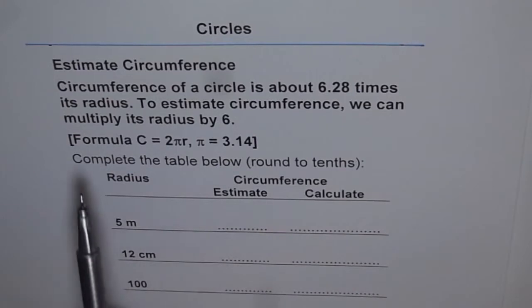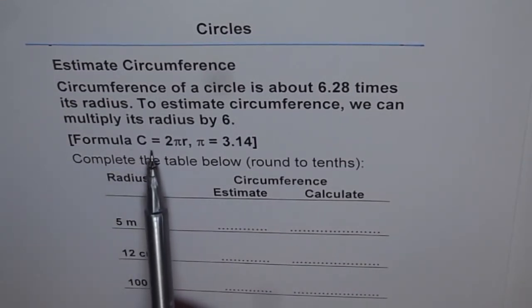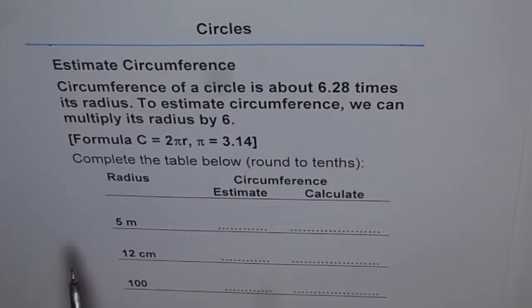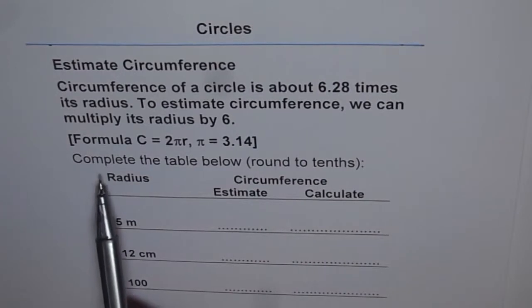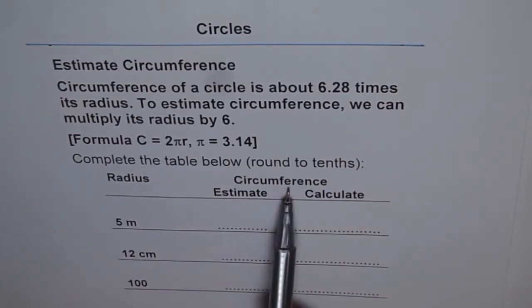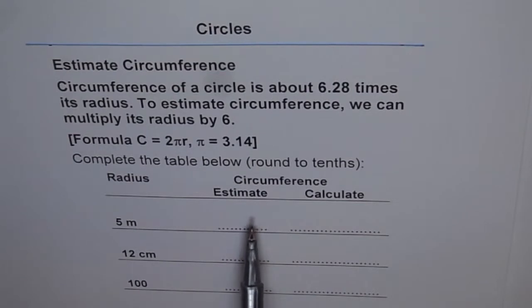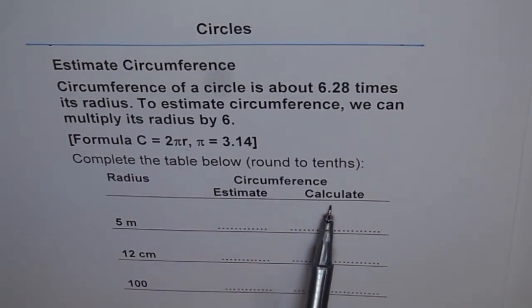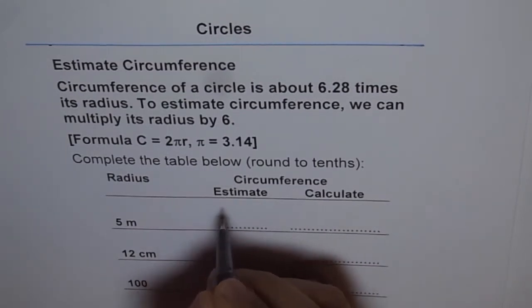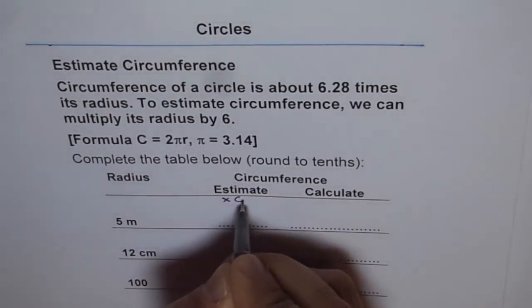To calculate, we can use this formula. Circumference is equal to 2 pi r, where pi is 3.14 and r is the radius, right? Now, complete the table below, round to the tens. So we'll complete this table. We are already given radius here and we'll estimate circumference, using the formula 2 pi r to calculate and multiplying by 6 to estimate. So to estimate, we'll just times it by 6, right?